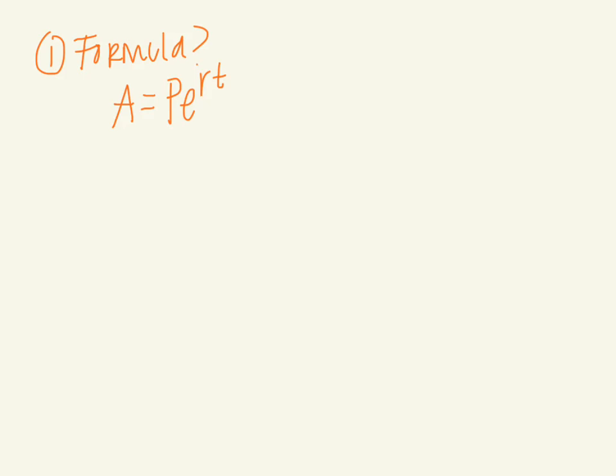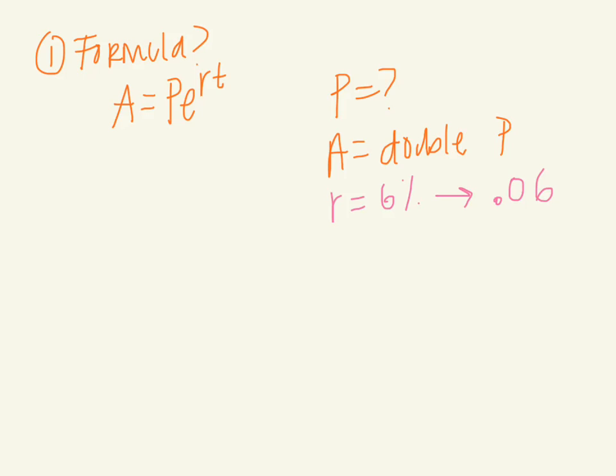So it says how long will it take for an investment. It doesn't give us a specific amount, so P is unknown. And we don't really know A then if we don't know P, but we know it's supposed to be double whatever P is. What else do we know? We know that it's supposed to earn 6% interest, so your rate is 6%, which means in this problem we're going to use 0.06 for the rate. And the time, that's really what we don't know. That's what we're trying to figure out.